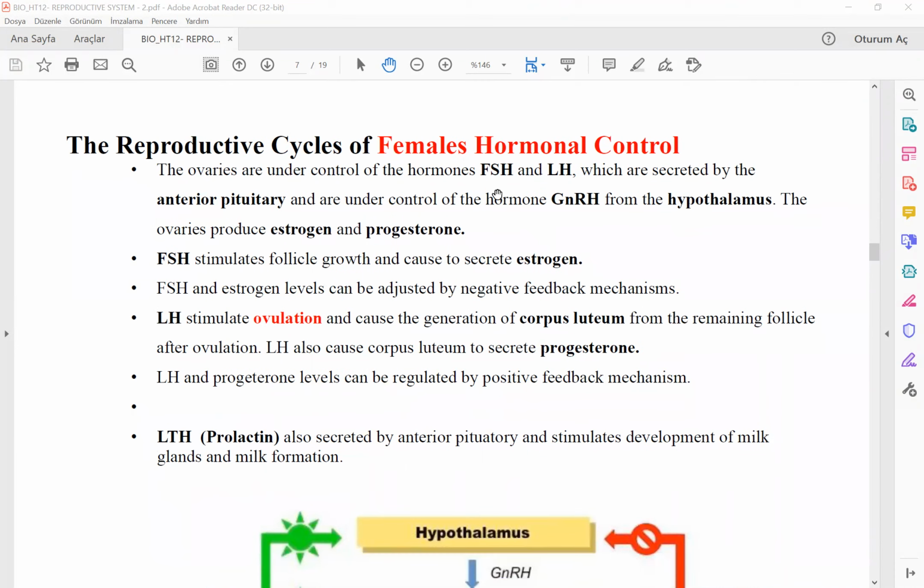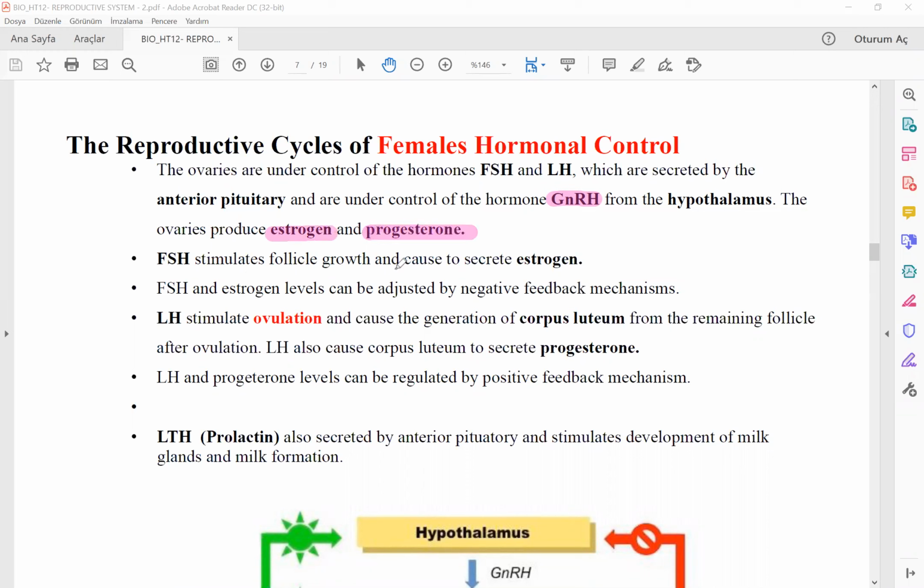Ovaries are under the control of the hormones FSH and LH, which are secreted from the anterior pituitary, as we already know, and they are under the control of gonadotropin releasing hormone, which is secreted from the hypothalamus. The ovaries secrete 2 hormones, actually 3 hormones. These are estrogen, progesterone, and inhibin.